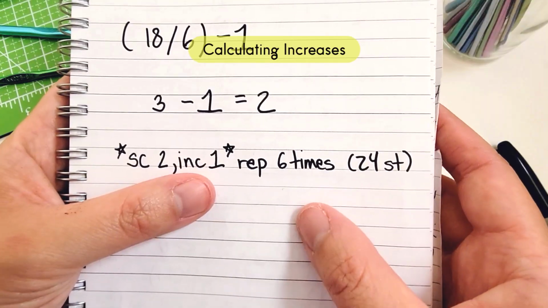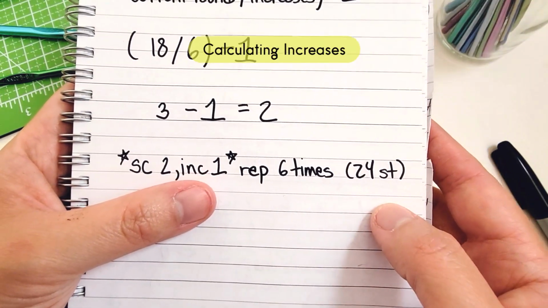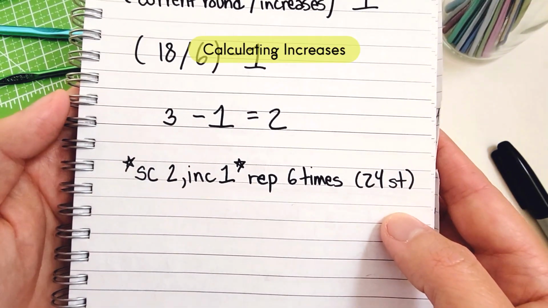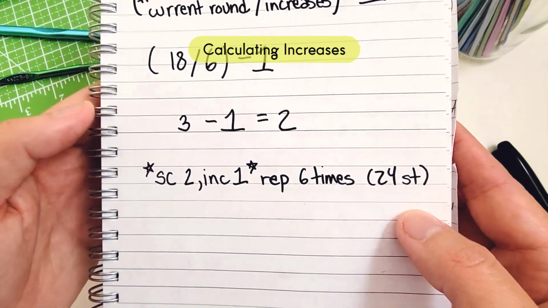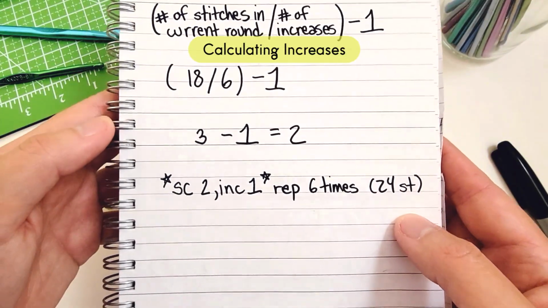And then written out, this would read as single crochet 2, then increase 1, repeat this set 6 times for a total of 24 stitches at the end.